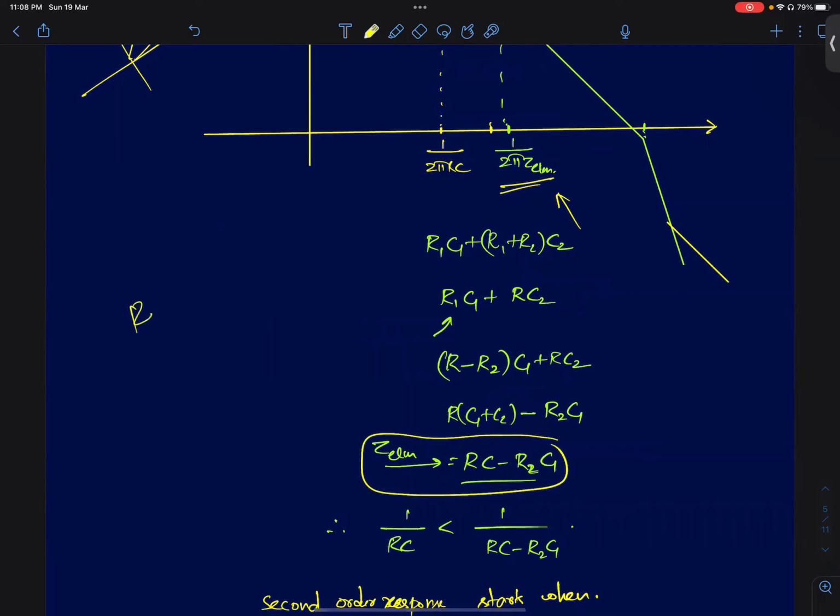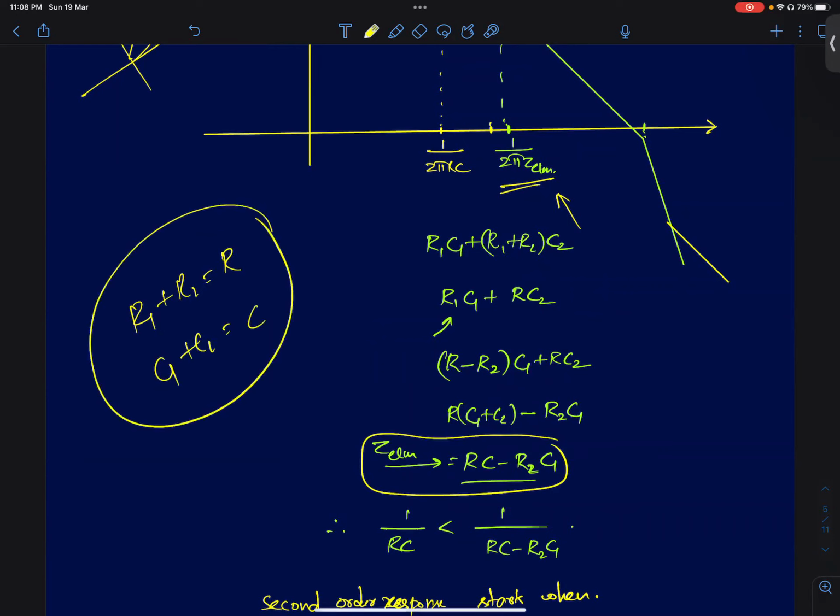See, I've already given this condition: R1 plus R2 is R, and C1 plus C2 is C. These are the two conditions that I've given. The Elmore delay is nothing but R1 C1 plus R1 plus R2 into C2. Just rearrange the terms. You can just go through this. I'll send you the slide. Finally, you can express the Elmore delay in terms of R and C as RC minus R2 C1, which means the Elmore delay is smaller than RC, right?